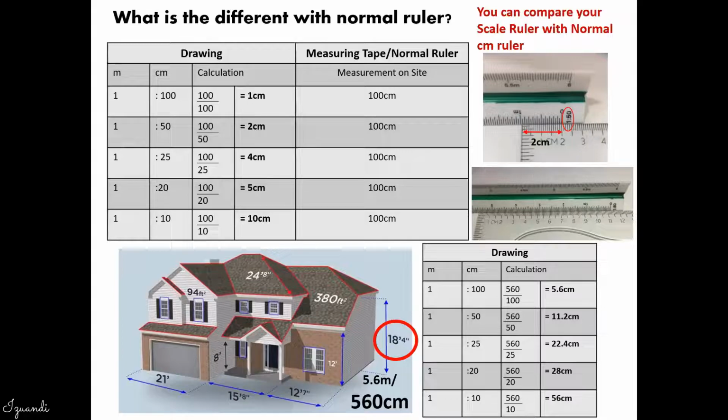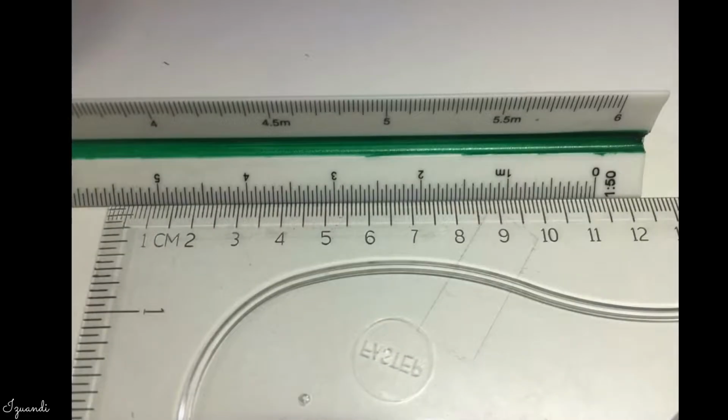The height will be 5.6 meters. You read from 0 here until 5, and then you can see 5.1, 0.2, 0.3, 0.4, 0.5, and also lastly is 0.6. So when you read this on the normal ruler, you can read that 11.2 centimeters. So this is the evidence.